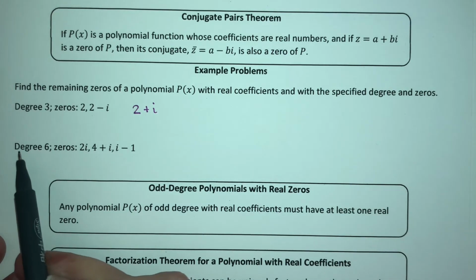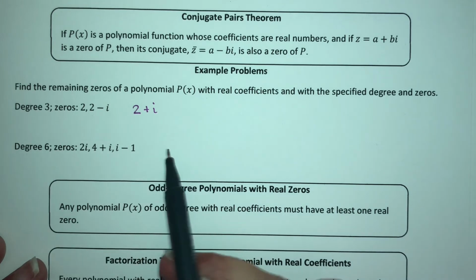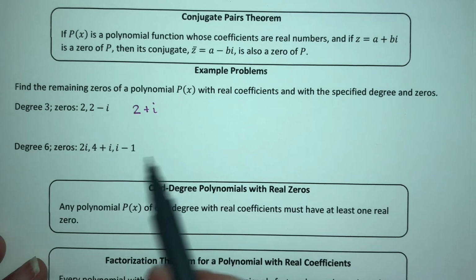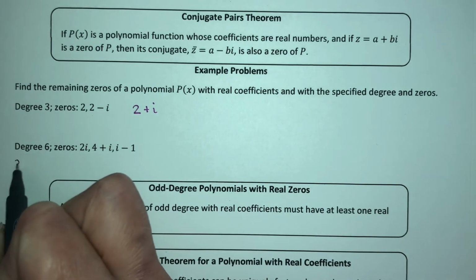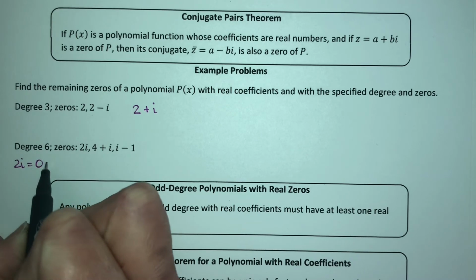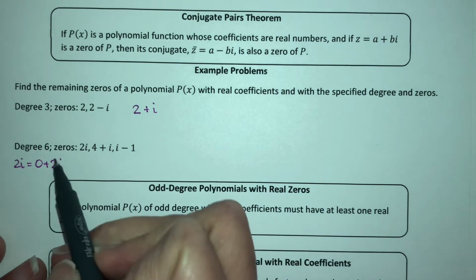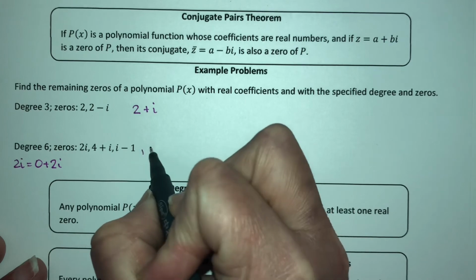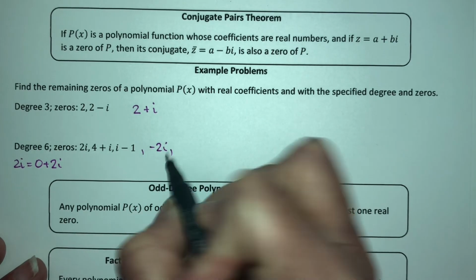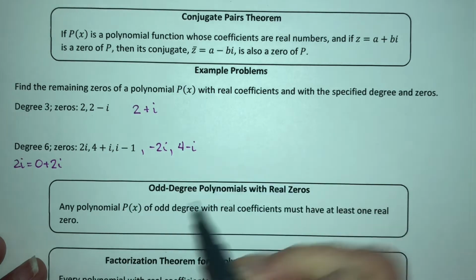Okay. If I have a 6th degree polynomial, I need 6 solutions, and I'm given 3 of them, and they are all complex, so that means I just need to write down their conjugates. This is, just as a side note, 2i is the same thing as 0 plus 2i. So if you needed it, your a value would be 0 and your b value would be 2. But its conjugate pair would be negative 2i. The conjugate of 4 plus i would be 4 minus i.